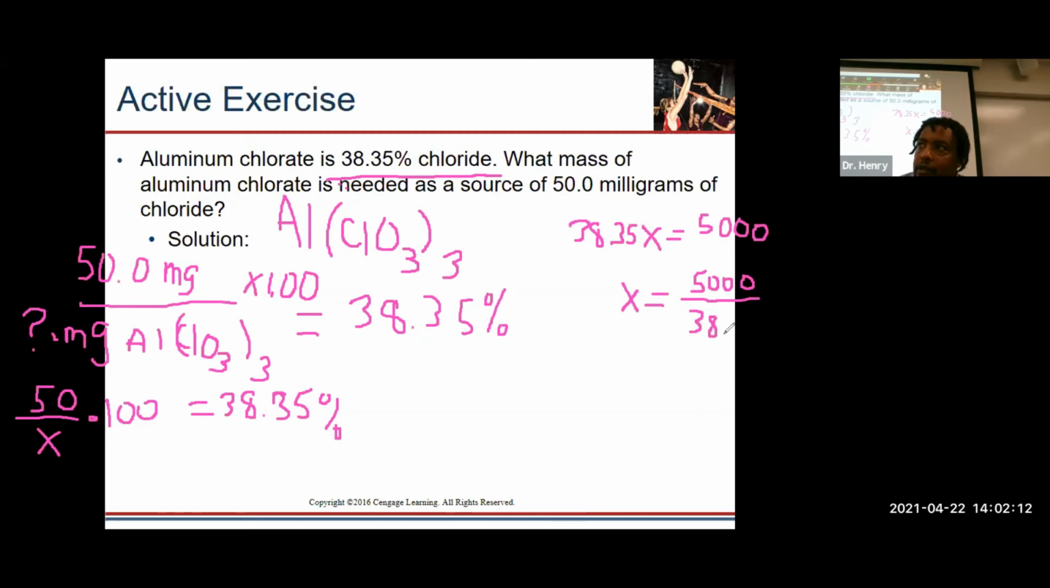That's 130.4 because we want 4 sig figs, right? No, we want three. Yep, three, you're right. Three sig figs in this case. So then it would be, you said 130? Yes. Okay. Oops, milligrams.